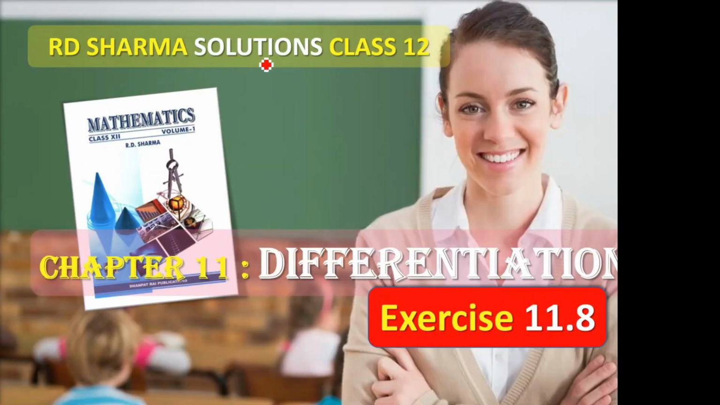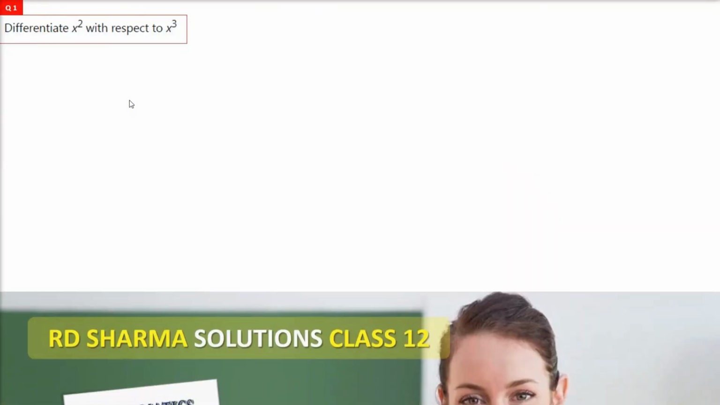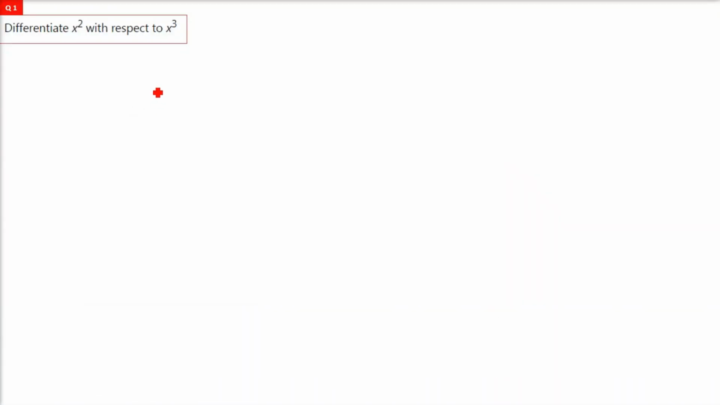This is R.D. Sharma solution, class 12, chapter 11. Differentiation exercise is 11.8. Differentiate x square with respect to x cube. So what we have to do here is d(x square) divided by d(x cube). This is what you have to think about.